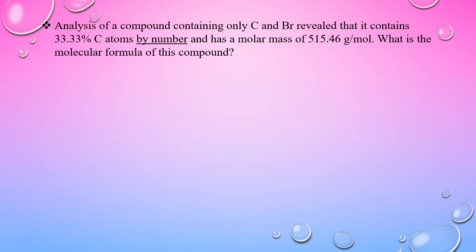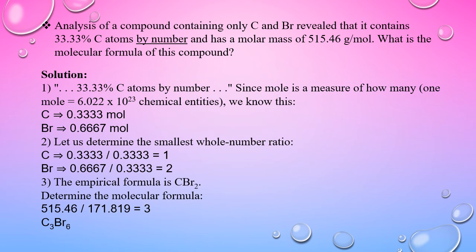Next example, that is, analysis of a given compound containing only carbon and bromine reveals that it contains 33% of carbon atoms by number and has a molar mass of this many grams per mole. So what is the molecular formula of the compound? Again, the percentage of carbon is given to us, but they are telling us this many atoms, 33.33% carbon atoms by number.